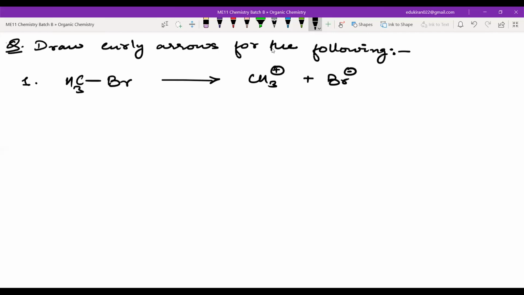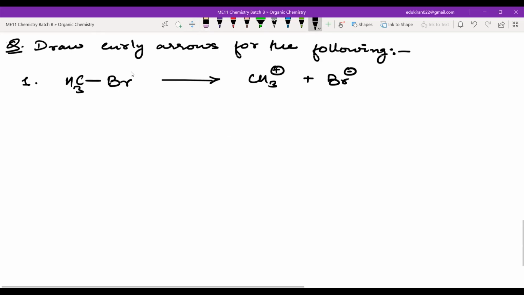So what do you think? What is happening here? The curly arrow should be, where should be the tail of the curly arrow, guys? The tail of the curly arrow should be at what? Like this, and it should be somewhere like this, right? So this is the tail.